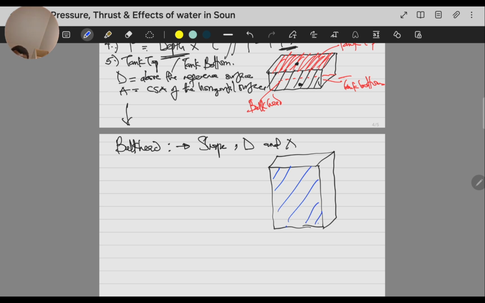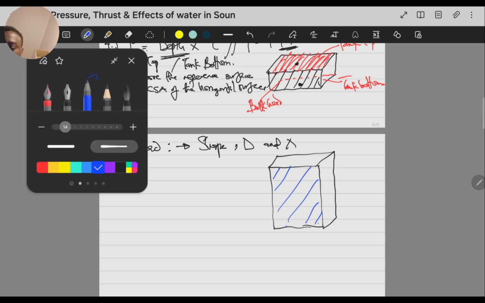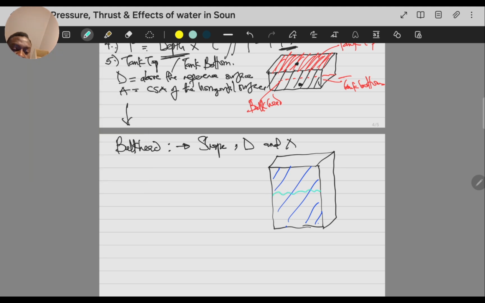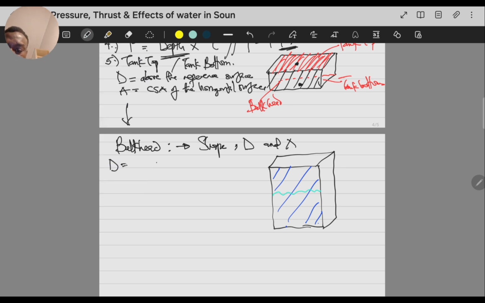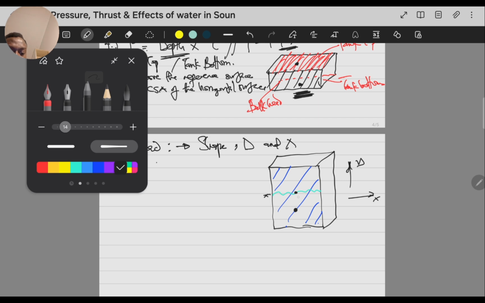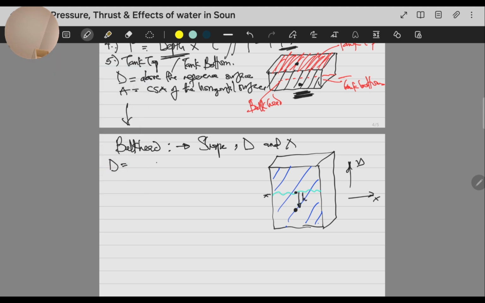So let's say we have water like that. Our D then becomes the depth from the water surface. It's no more horizontal like what we have here. Now it's vertical, y, x. So it's vertical now, and the depth is going to be up to the centroid, or the center of gravity of the bulkhead. That's going to be our depth.